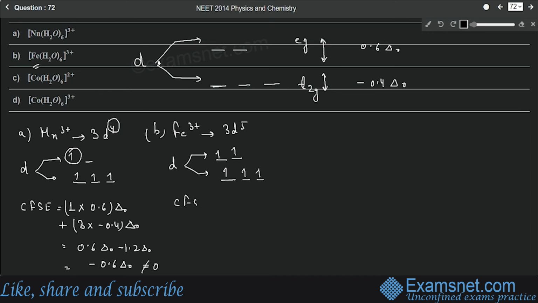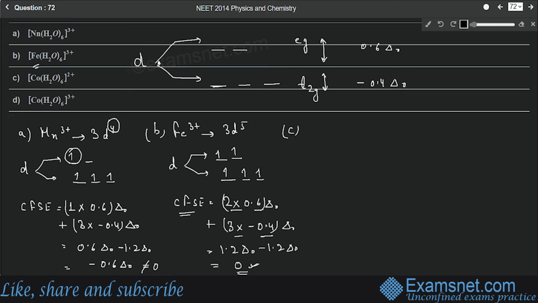Now crystal field stabilization energy will be equal to how many electrons in the upper level or higher level? 2. And the energy gap here is 0.6 delta naught, plus the number of electrons in the lower level is 3 and the energy gap is 0.4 delta naught. Okay, so on solving this we'll get 2 into 0.6, that is 1.2 delta naught, minus 1.2 delta naught. Okay, 3 into 0.4 is also 1.2. So here you can see that the value is equal to 0. Okay, so this time the crystal field stabilization energy is equal to 0. So this should be the correct answer, but still we'll check other options as well.